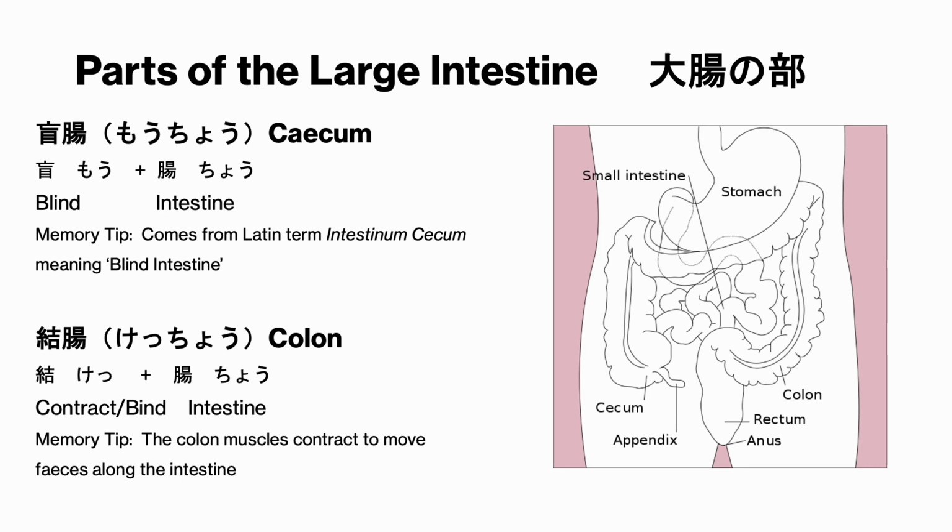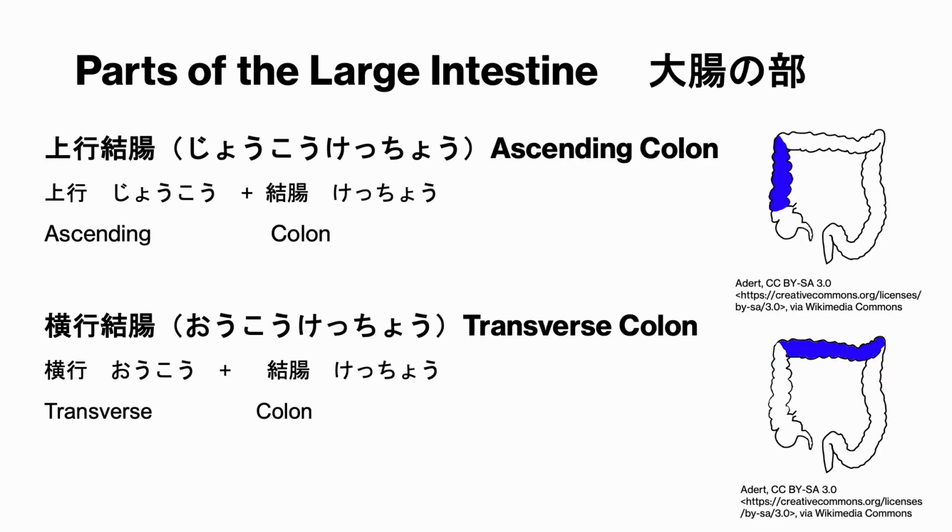Following the cecum, we have the colon, which is ketcho. Breaking the kanji down, we have the kanji for contract or bind, which is ketsu, or ke with the little tsu, and the kanji for intestine cho, which together is contract intestines, or ketcho, which means colon. And just a memory tip, the colon muscles contract to move feces along the intestine, so knowing how the colon works can help you remember the kanji and the word for colon in Japanese.